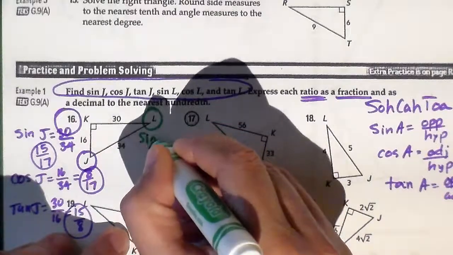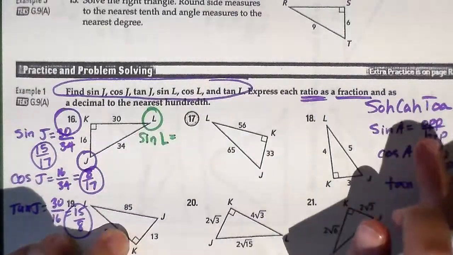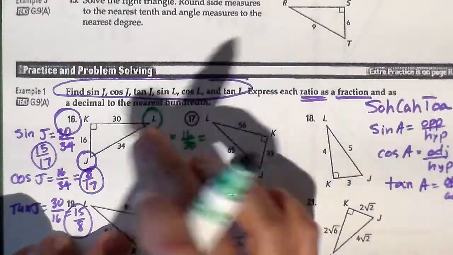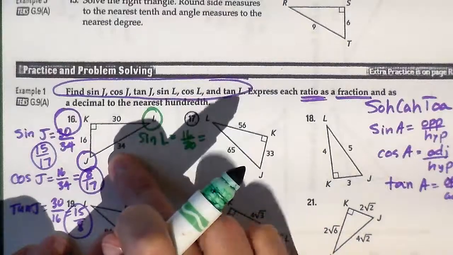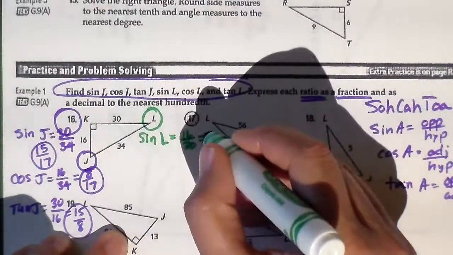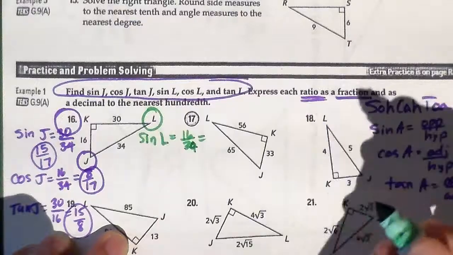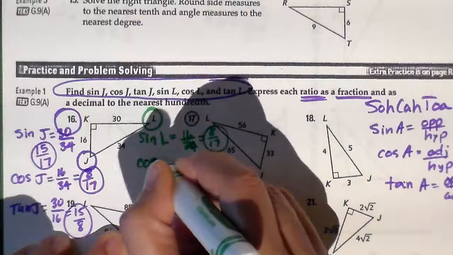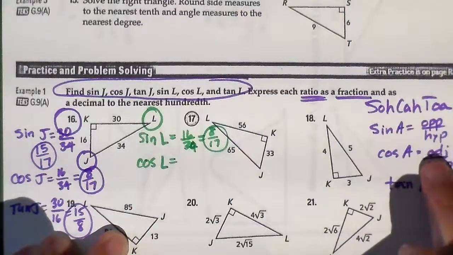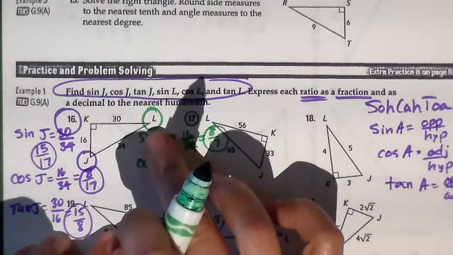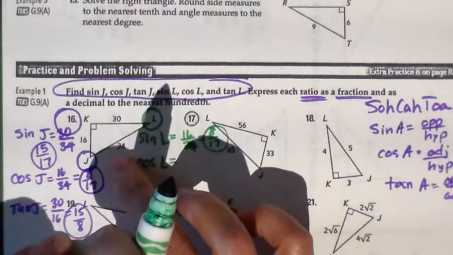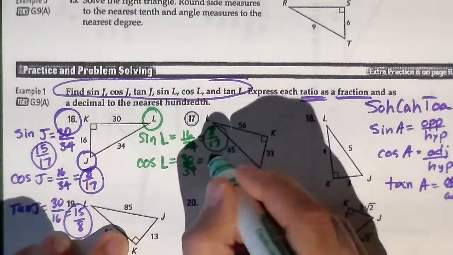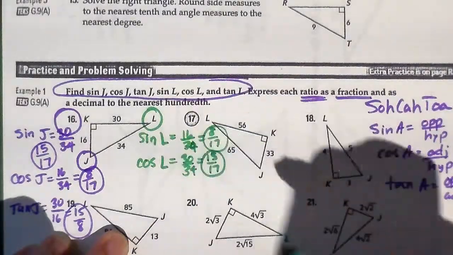So the sine of L is, sine is opposite over hypotenuse. So the sine of L is 16 over 30, right? Opposite of L over the hypotenuse. So 16 over 34, so that would be 8 over 17. The cosine of L is, remember, the adjacent side to L over the hypotenuse. So what's next to L that's not the hypotenuse? 30. And the hypotenuse is 34. And that reduces to 15 over 17.